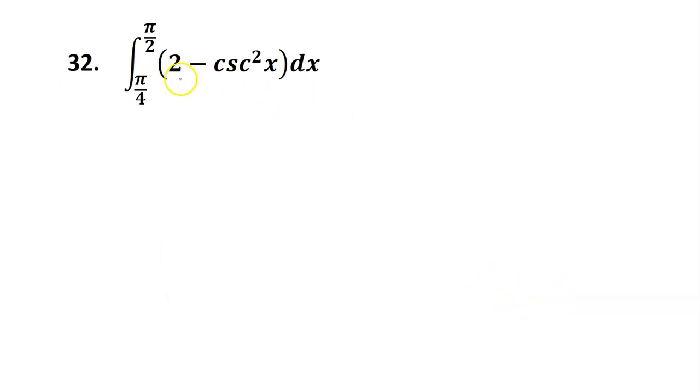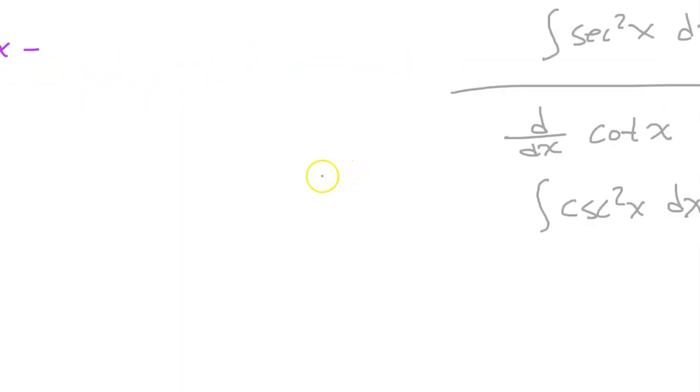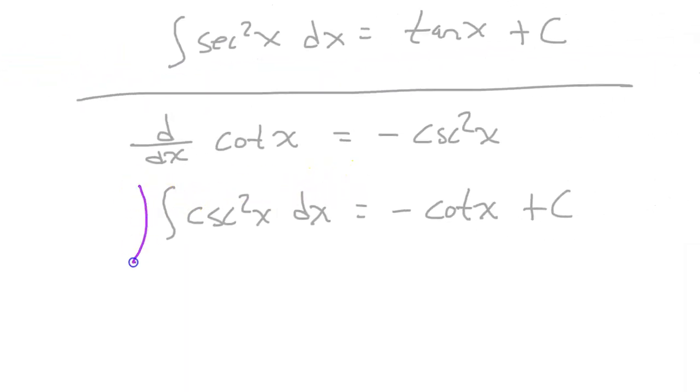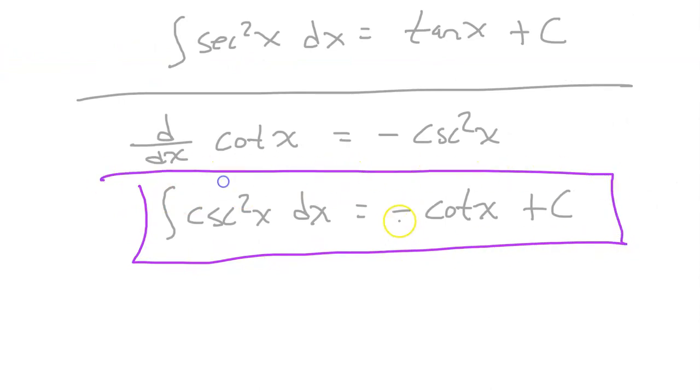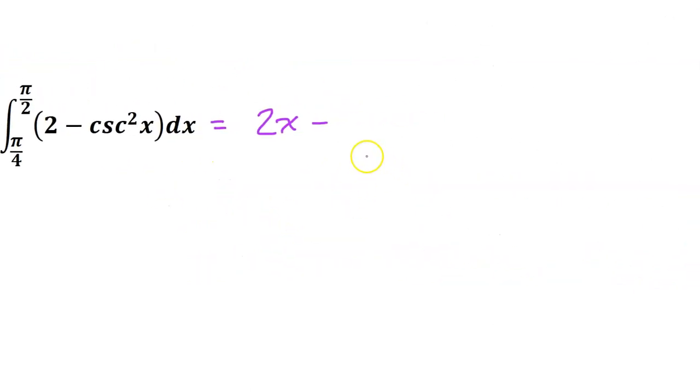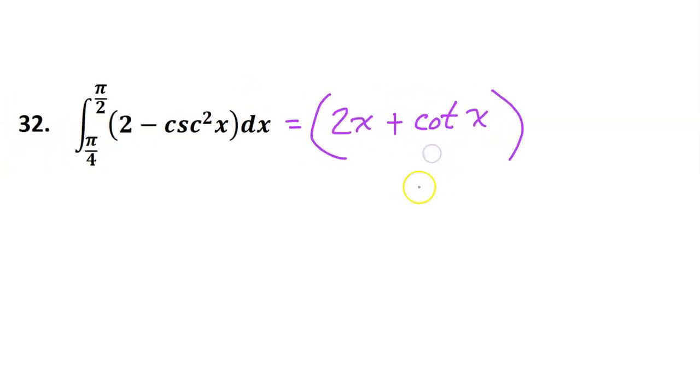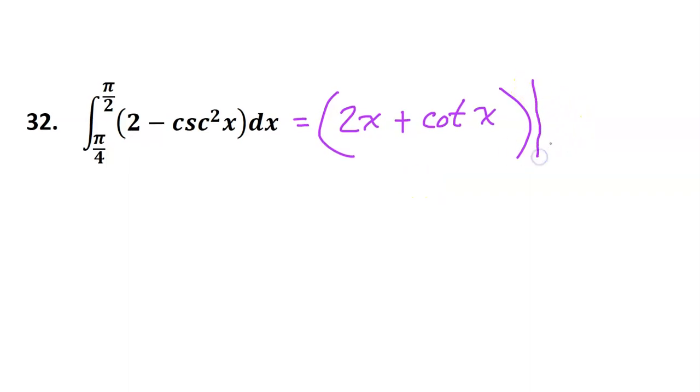Let's go ahead and integrate term by term. The integral of 2 is going to give us 2x. But then the integral of cosecant squared, as I just reminded you, is going to be, well, negative cotangent. That negative is actually going to change this subtraction to addition. So we will have plus cotangent x. And we will evaluate using our lower limit and our upper limit of integration.